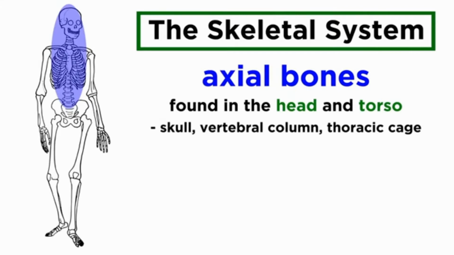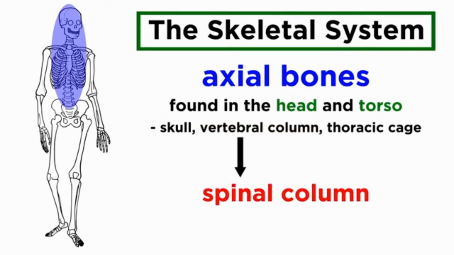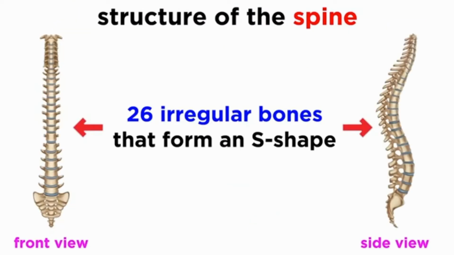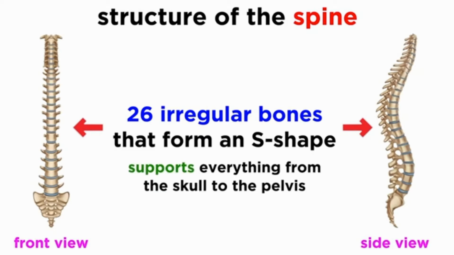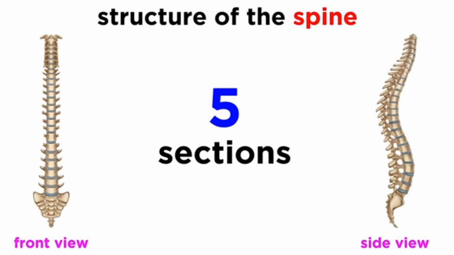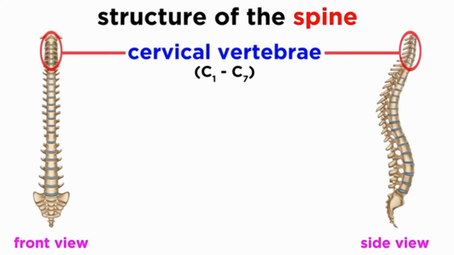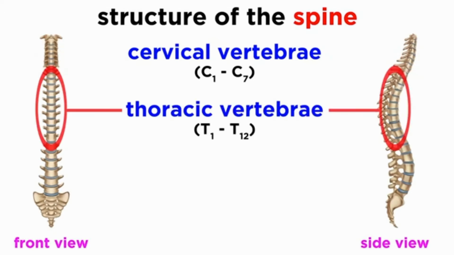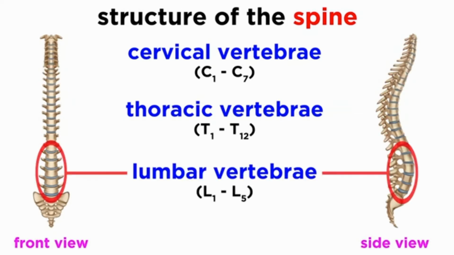Next up in the axial skeleton is the vertebral column, also called the spinal column or simply the spine. This is comprised of 26 irregular bones that come together to form a flexible structure in a curvy S shape, and this supports everything from the skull to the pelvis. The spine can be divided into 5 sections. At the top, we have the cervical vertebrae, which are the first 7. The next 12 are called the thoracic vertebrae. The remaining 5 are called the lumbar vertebrae.